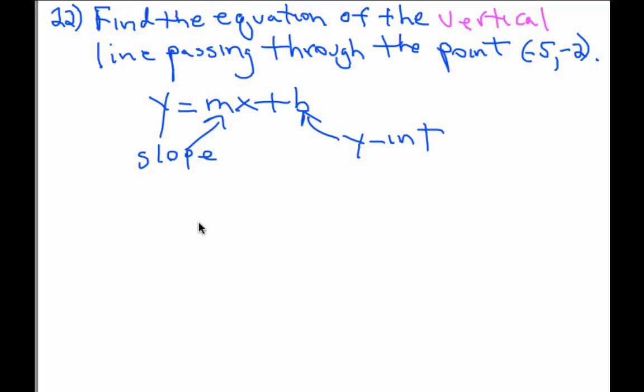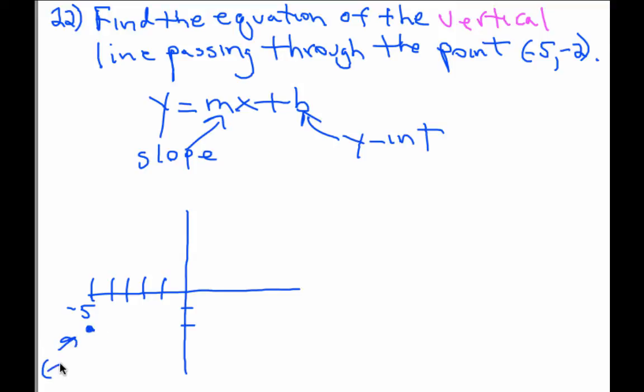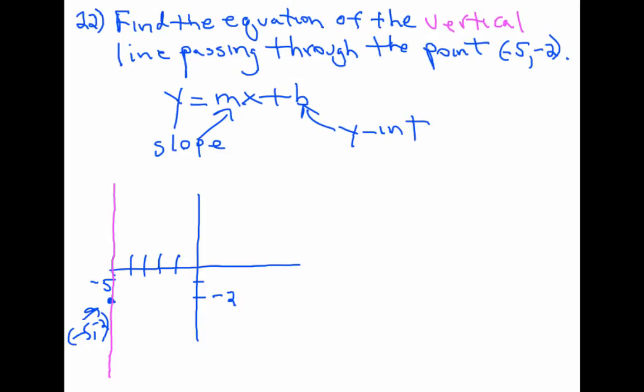Now in this case, what they want is the equation of a vertical line passing through the point negative 5, negative 2. So if you remember, the first coordinate is the x value, so that places us here at negative 5, and the y coordinate is negative 2, which means we have to go down 2 units. So from the x of negative 5, we go down 2 units, and this is the point over here of negative 5 comma negative 2. And then you can draw a vertical line through the point.